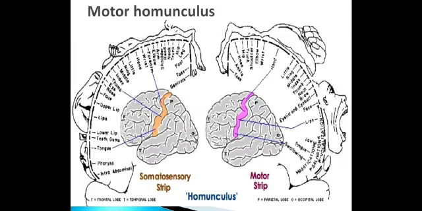So this is the motor homunculus, wherein you can see the finger, the hand, and the thumb occupy the larger area, whereas the sensory one was mainly receptor dependent. So the motor homunculus is the primary motor cortex, and you can see the little finger, the index finger, or the thumb occupies the larger area.